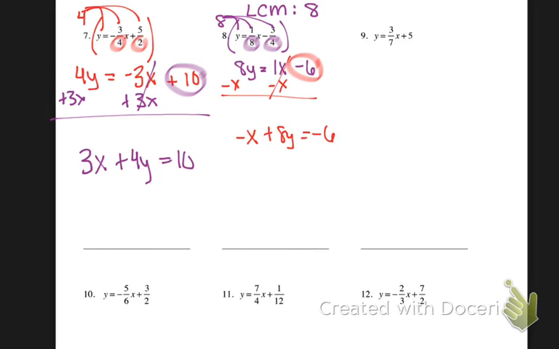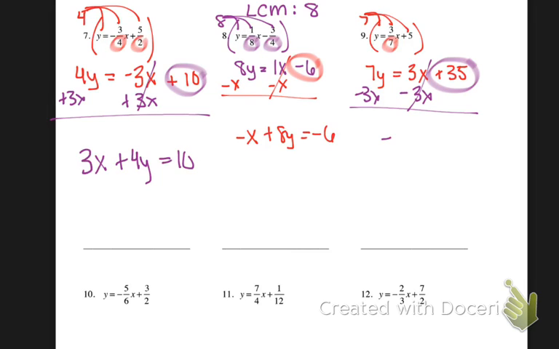Now, number 9, we only have one fraction. So we only have to multiply by the denominator of that fraction. So we're multiplying everything by 7. So we have 7y equals 7 times 3 over 7 is 3, and there's an x. 7 times 5 is 35. We're trying to get the 35 by itself, so we have to subtract 3x from both sides. We have negative 3x, then plus 7y equals 35.